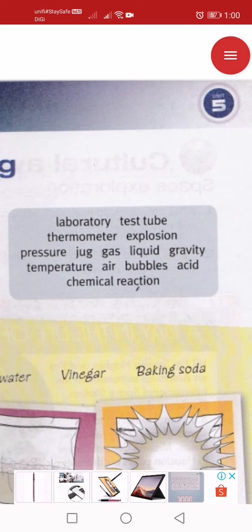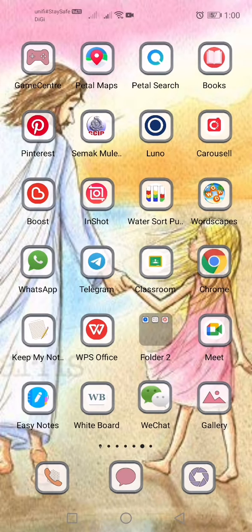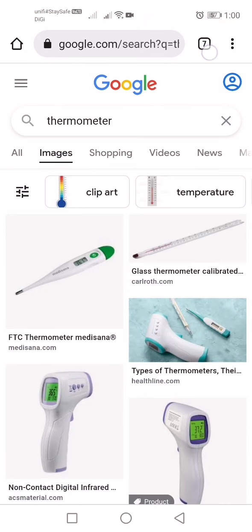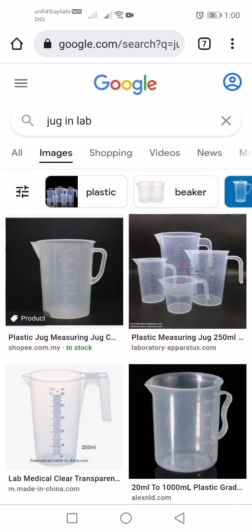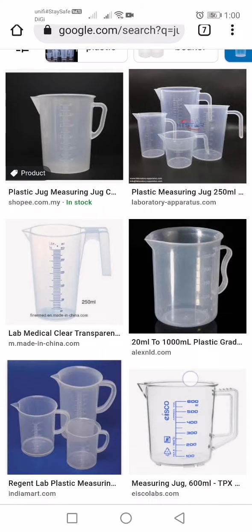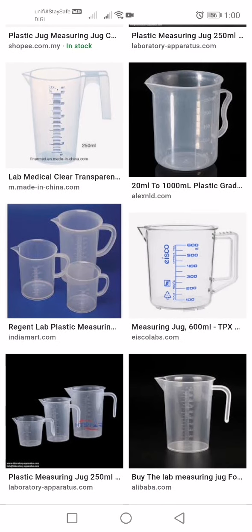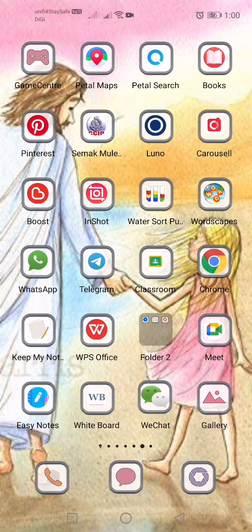Okay, next one, jug is the one that you use to pour. Kalau orang datang ke rumah kamu, kalau kamu minum teh, early morning if your mom mixes a big jug of tea, tu tempat yang orang simpan air oren, air tea yang besar tu untuk hidang banyak orang tu, that's called jug. But jug in a lab looks like this. Okay, ini yang dalam lab punya ya.